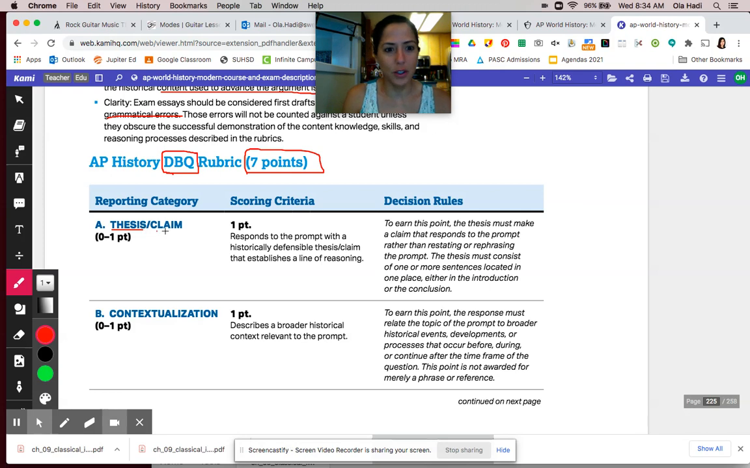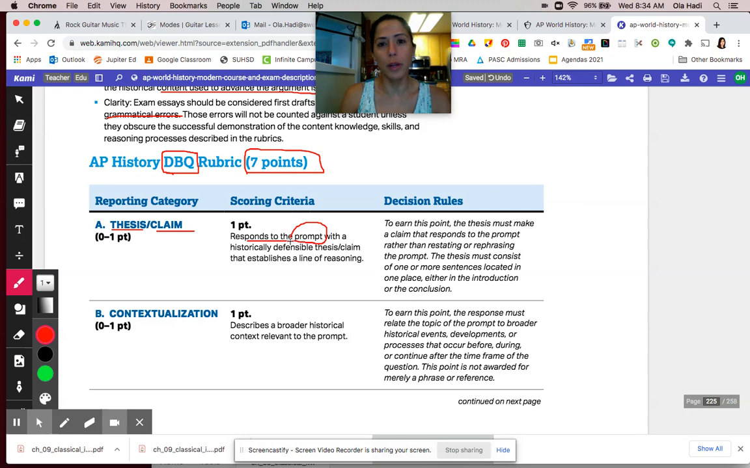English teachers like to call it a claim. It's the same thing. It's the argument you're going to make. It has to respond to the prompt, so you have to know what the prompt is. That means you have to determine what historical thinking skill it is mainly asking for. Sometimes it's asking for more than one.